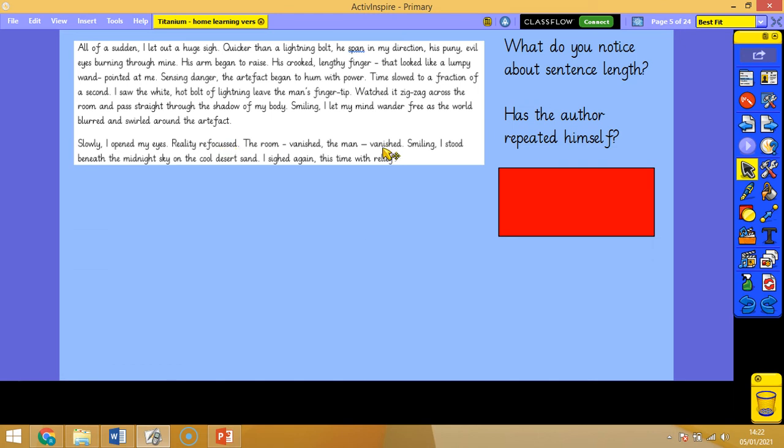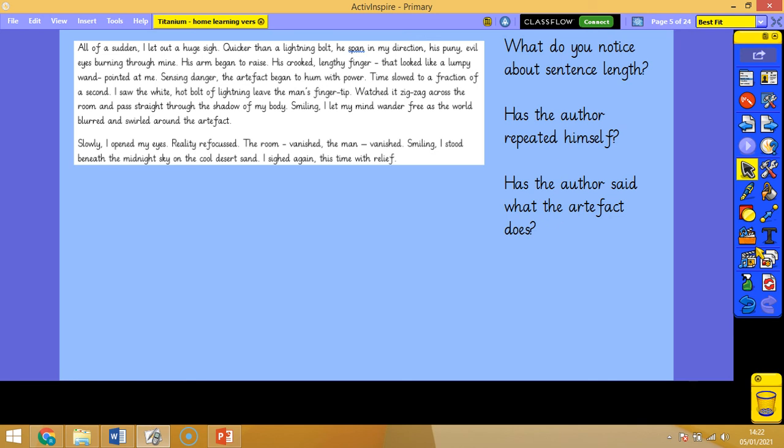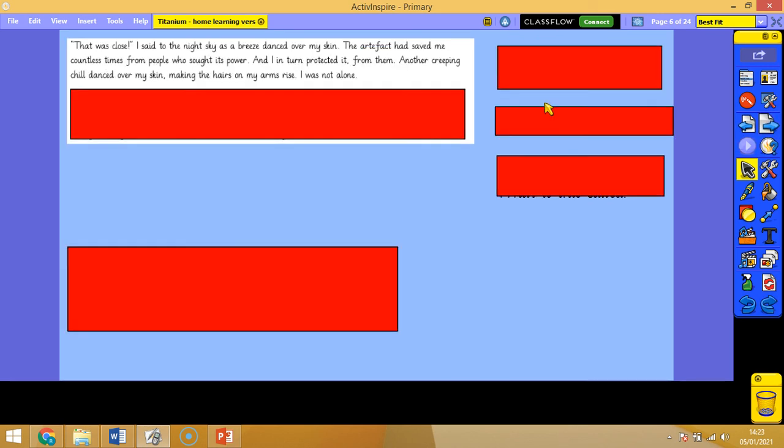Almost as if this happens quite a lot to him. And we can see that everything has vanished and reality is refocused. So we can kind of guess that the artifact has something to do with altering time, or maybe teleporting him from one place to another. And he sighed again, this time with relief. Okay. The author still has not said what the artifact does. Okay, so this goes back to show and not tell. Humming with power, time slowing to a fraction. You know, is it the artifact that does this, or is it the person who's writing this? We're not sure.